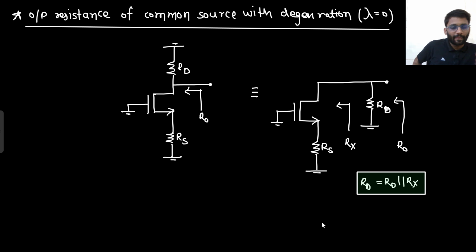Also, we found the resistance of the common source amplifier with degeneration, considering r0 is infinity, that means lambda is equal to 0. If lambda is equal to 0, it feels like this will give you some resistance, but there is no resistance.